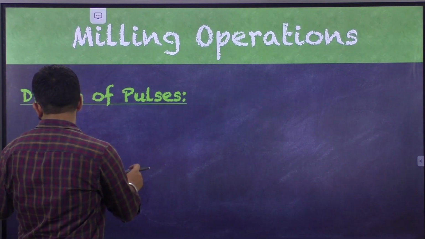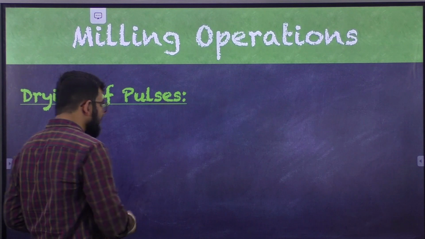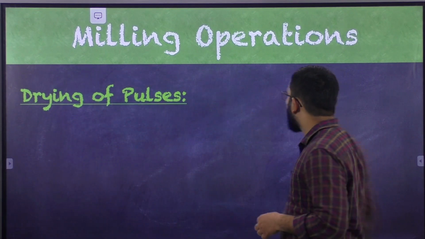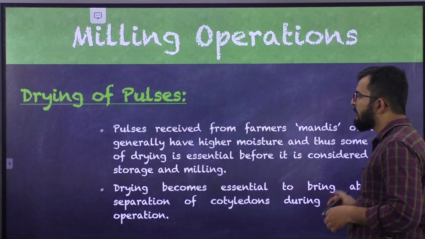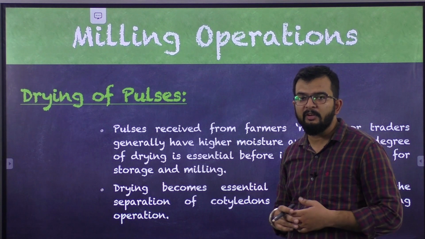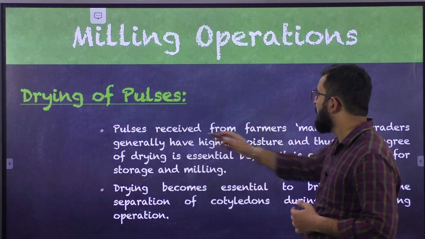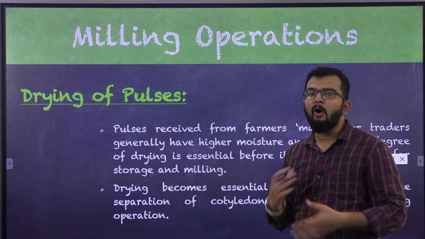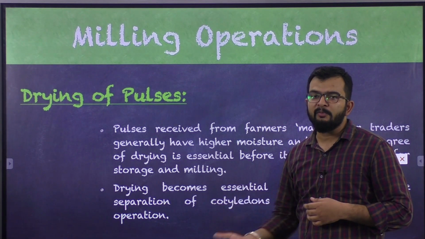So next we move on to the next operation of pulses, that is your drying of pulses. Okay, so under drying of pulses, we'll see pulses received from farmers or from the fields, they may have a different varying amount of moisture content. Okay, so this needs to be brought to a normal level or to an optimal level for more efficient milling.